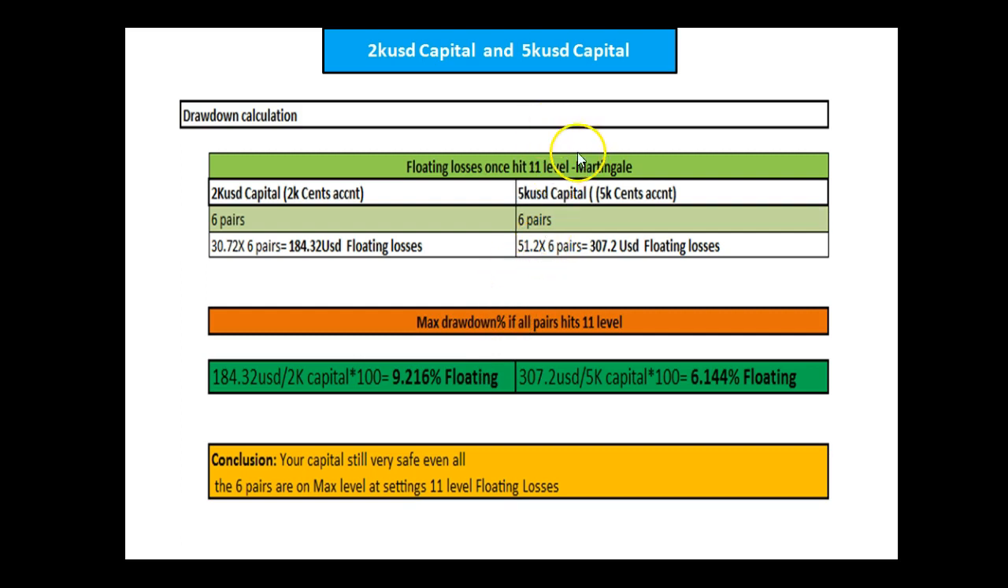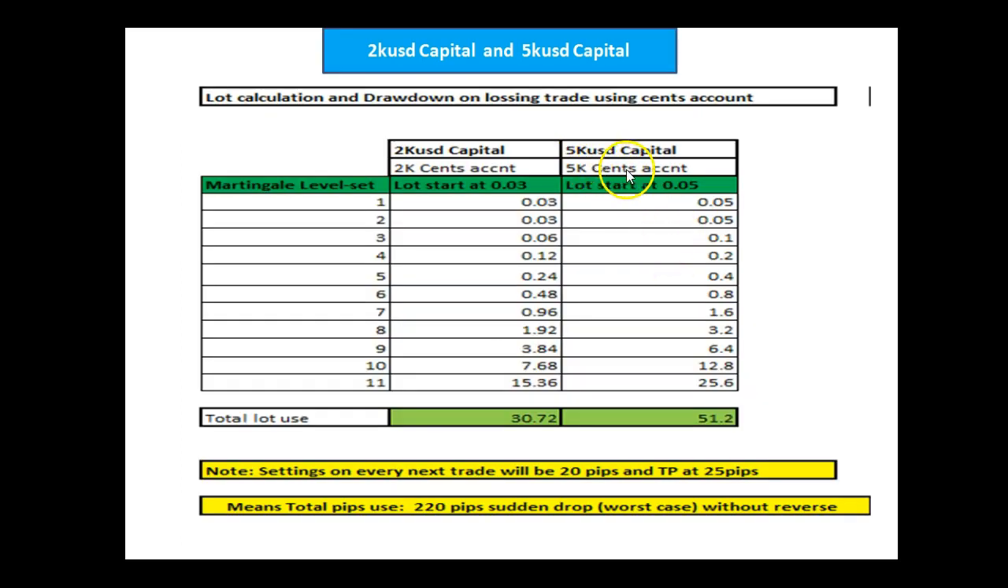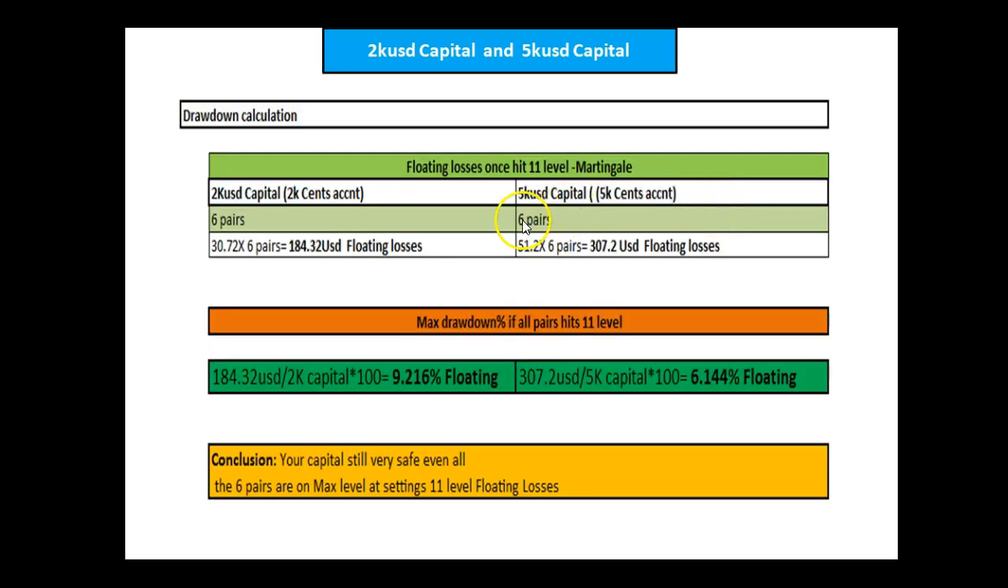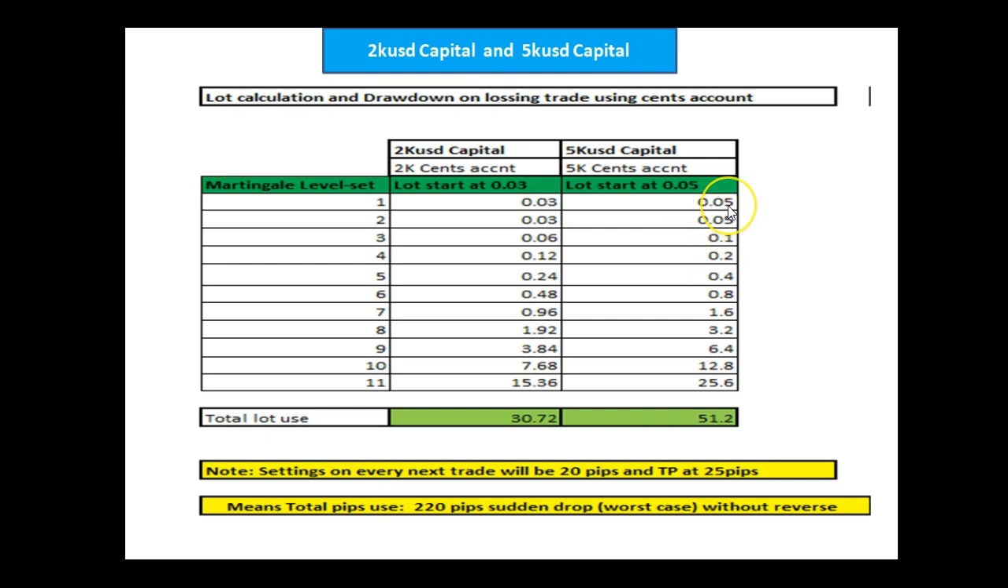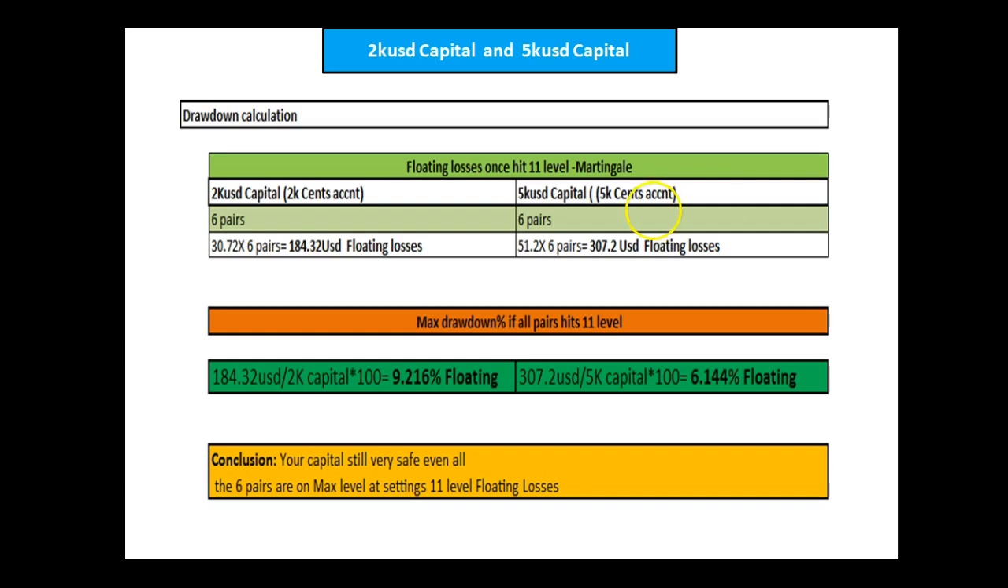Okay, let's say you are on 5,000 capital and you started with 0.05. So it's still 6 pairs, but we are increasing our lot size, the starting lot value. So 51.2, you multiply it by 6 pairs, is equivalent to 307.2 USD floating losses.